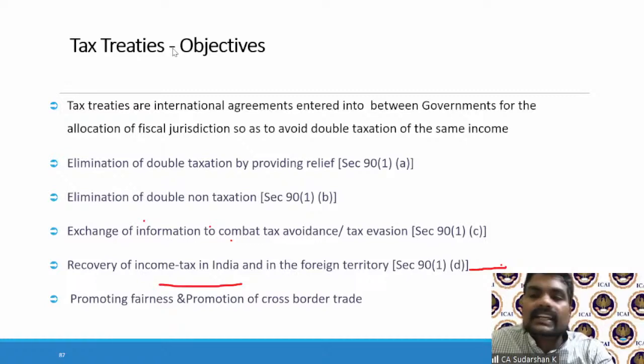Section 90 is the main section which authorizes the central government to enter into tax treaties. The Constitution gives powers to India to enter into treaties. Now, Section 90 of the Income Tax Act gives powers to the central government, that is the CBDT, to enter into tax treaties, and for what purposes it can enter into tax treaties.